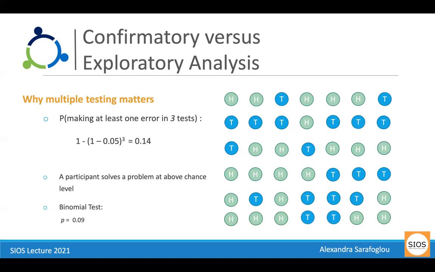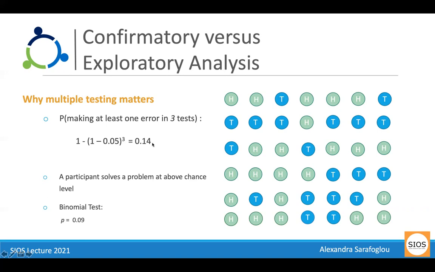So let's look at how it looks in an example. Let's say we conduct 3 different tests on one data set. Then instead of an alpha error of 0.05, it already increases to 14% to find some significant finding. And this can go quite quickly. So let's say that you have some kind of binomial experiment. You have a participant that solves a given number of items. Here I called it just heads and tails, but it could be, you know, successfully solved or not. And you just want to see whether it's above chance level or not.